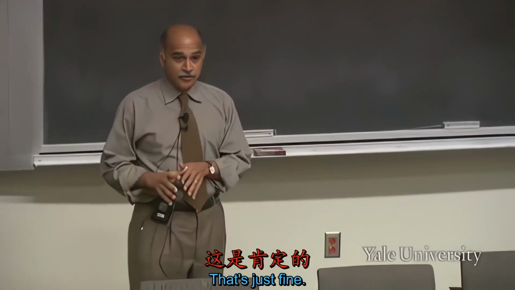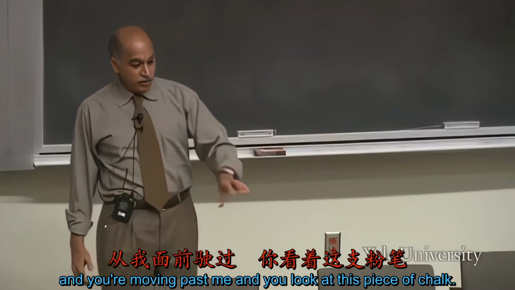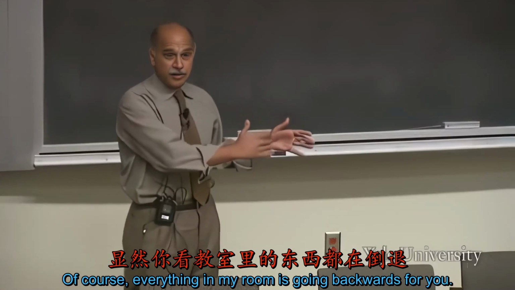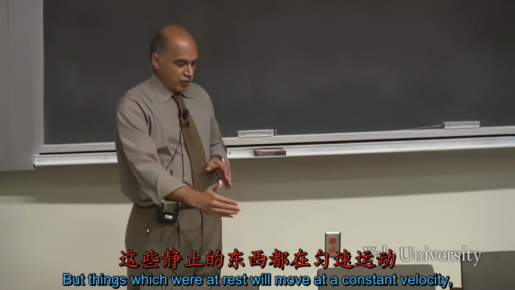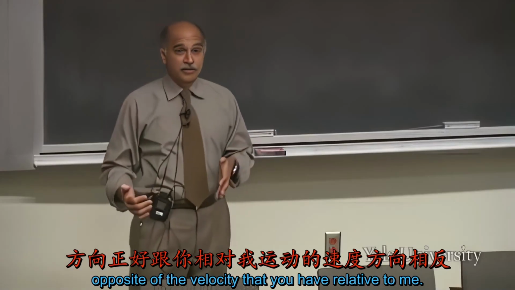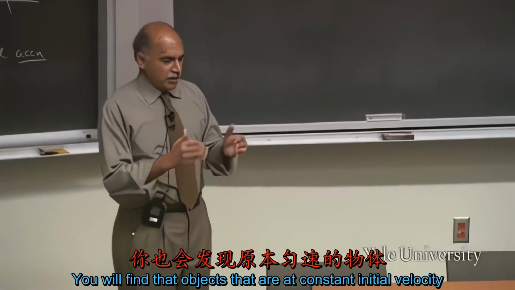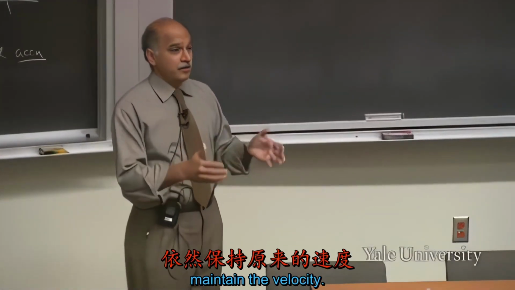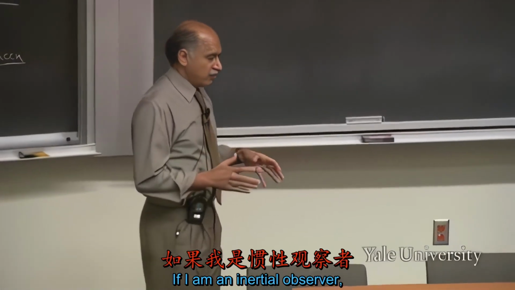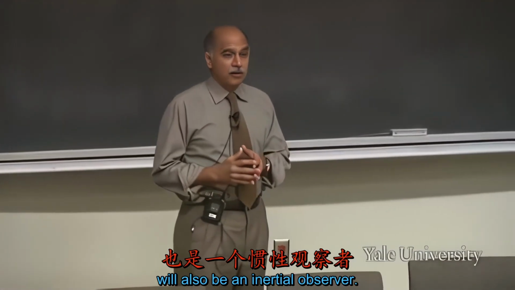That's just fine. But suppose you are in a train and you're moving past me and you look at this piece of chalk. Of course, everything in my room is going backwards for you. But things which were at rest will move at a constant velocity opposite to the velocity that you have relative to me. So you will find that objects which are at a constant initial velocity maintain the velocity. So if I am an inertial observer, another person moving relative to me at constant velocity will also be an inertial observer.